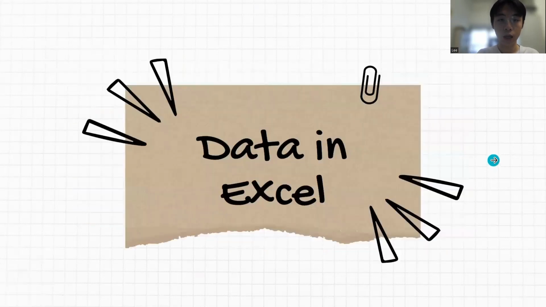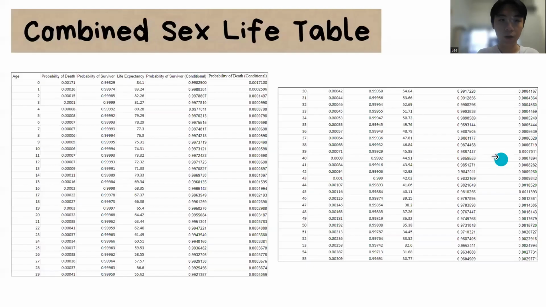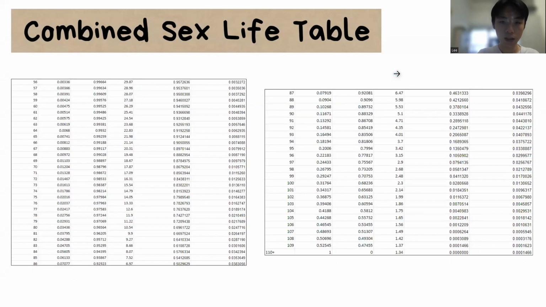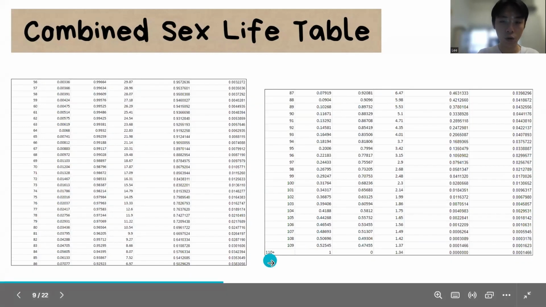So I will show you what we use in the data of Excel. The first one is the combined sex life table. We use the combined sex Japan for year 2022. As you can see from this, we have age, probability of death QX, probability of survival PX, life expectancy EX, expected X, probability of survival conditional, and probability of death conditional. So this is from age 0 to 110.